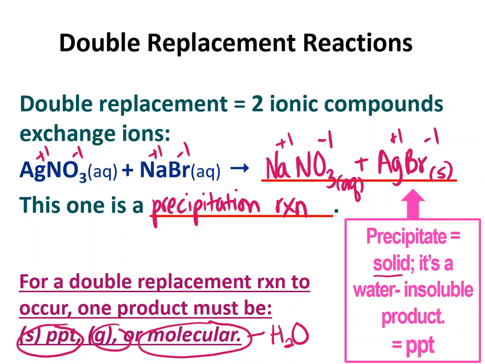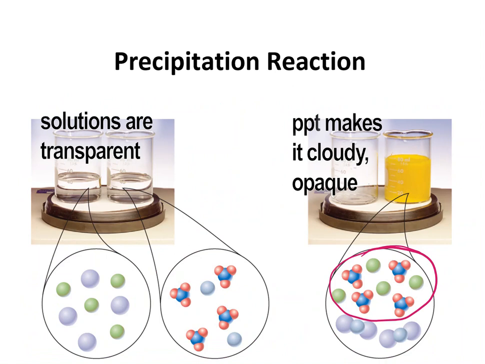Let's see what this looks like if you're in the lab or something. Those reactants that we just saw were aqueous, and when you have an ionic compound dissolved in water, the solution is clear or transparent. You can see right through it. Now these are colorless, but they could be clear blue or clear yellow solutions. They could have a color, but they would be clear. You could see through them.